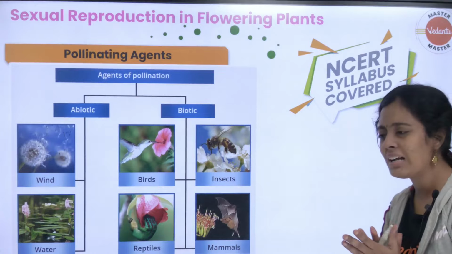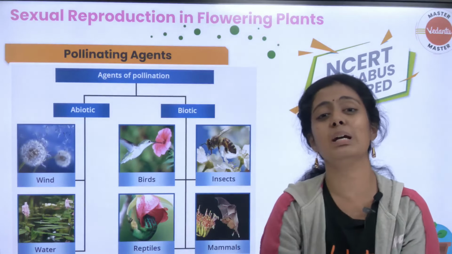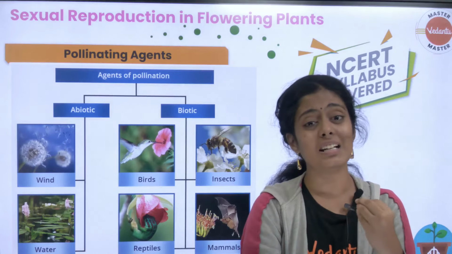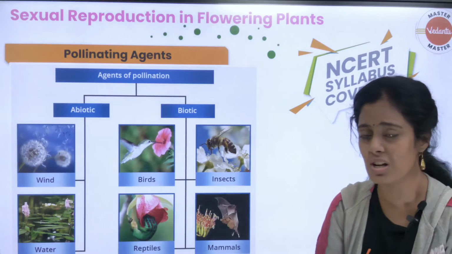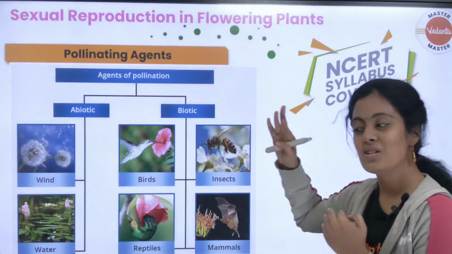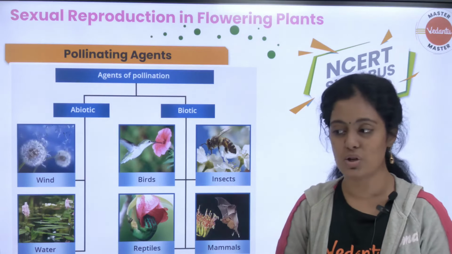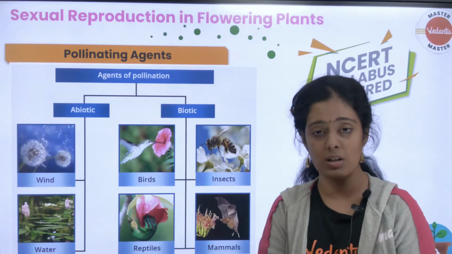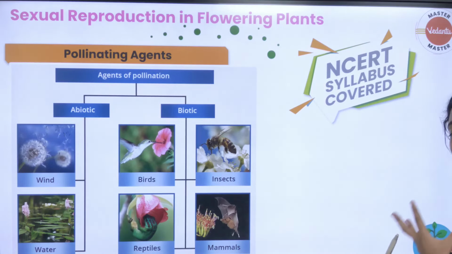Yes. So what are the agents of pollination? The agents that bring about pollination, so something that is helping in pollination, are called agents of pollination. So we have abiotic agents and biotic agents. What are abiotic agents? They are the non-living structures, which include wind and water. And you also have biotic agents like birds, insects, reptiles and mammals.